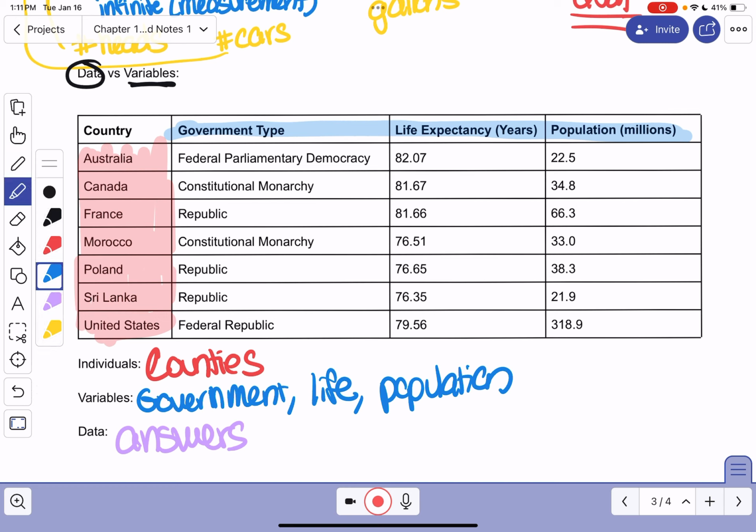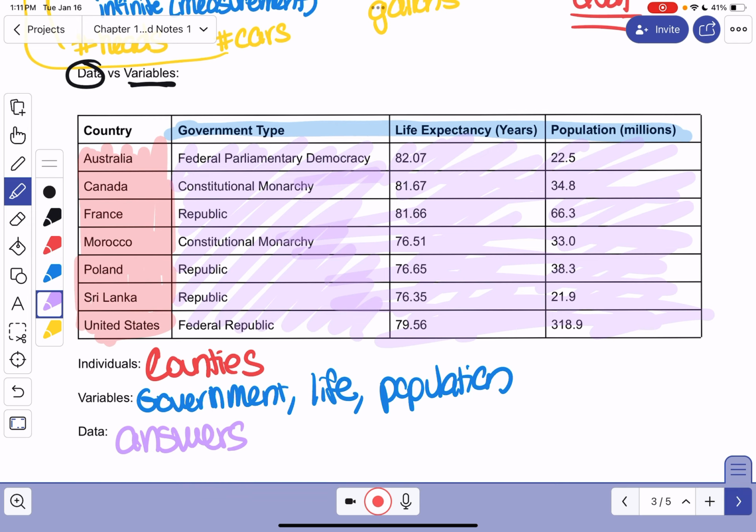So we have categorical data, qualitative, like the type of government. Those aren't numbers. But we also have life expectancy in years and population. So we have 3 different values in this chart, but they're all data. That's kind of a breakdown.